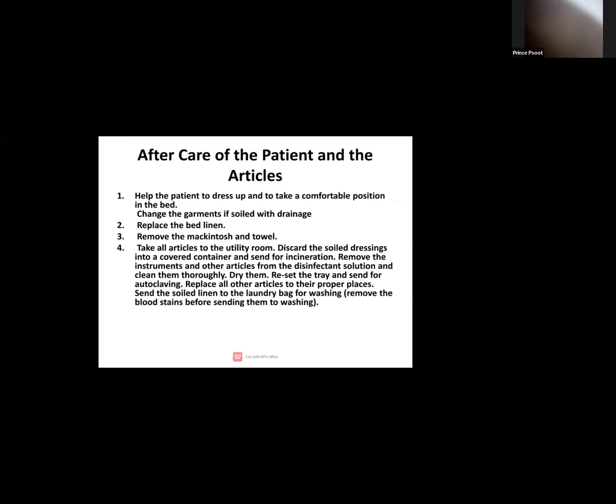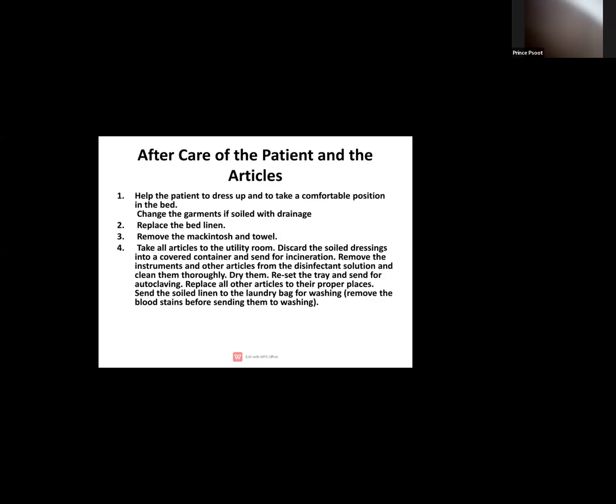Now we'll be discussing the after care of patients and the articles. The first thing we do is to help the patient to dress up and to take a comfortable position in the bed. You can change the garments if the patient's garment is soiled with the drainage. You can replace the bed linen also if it is soiled. Remove the Macintosh and towel. Take all the articles to the utility room, discard the soiled dressings into the disposal covered containers, and send them for incineration.